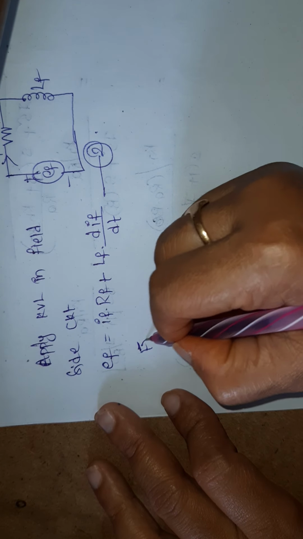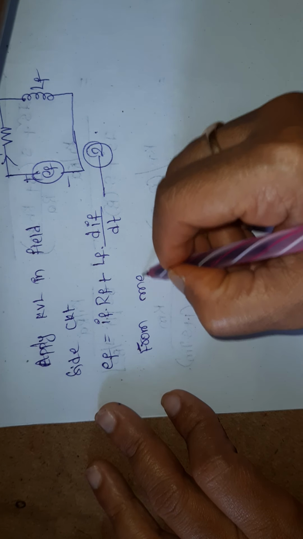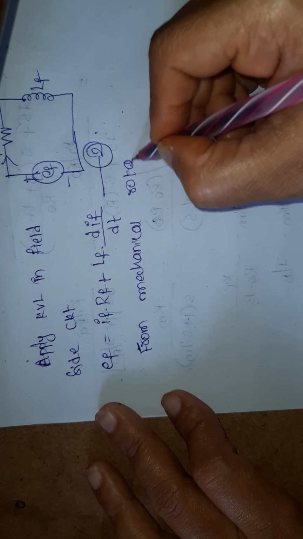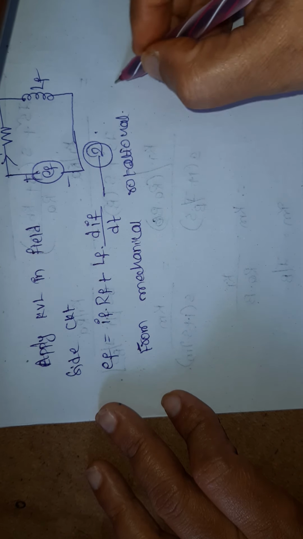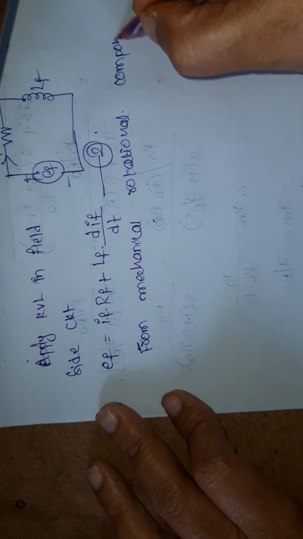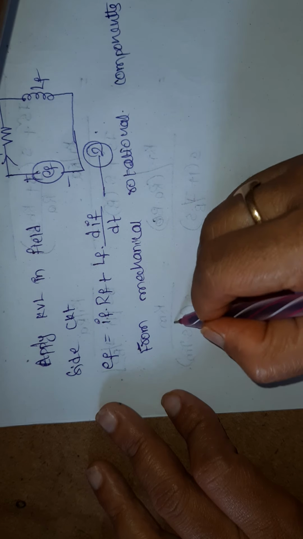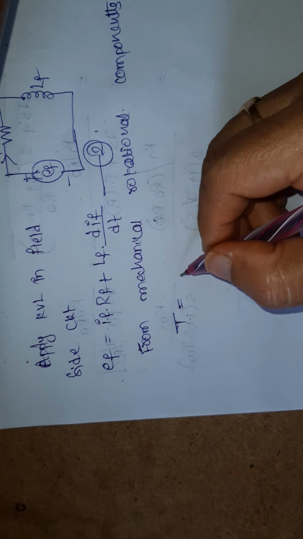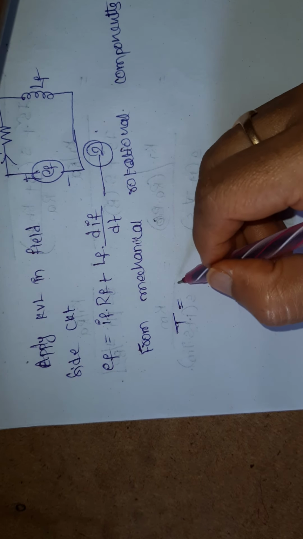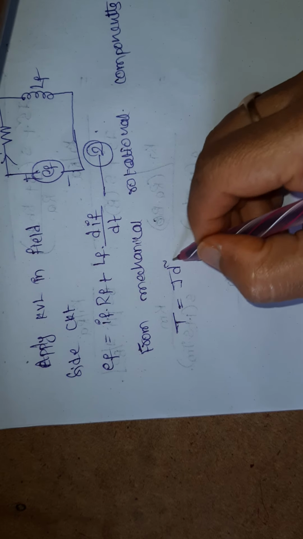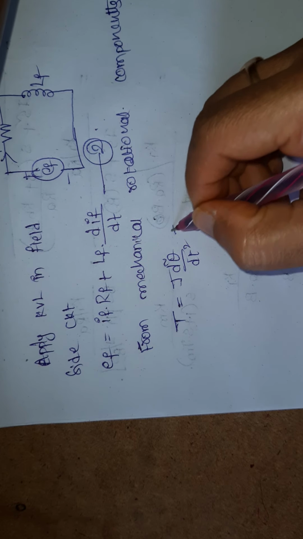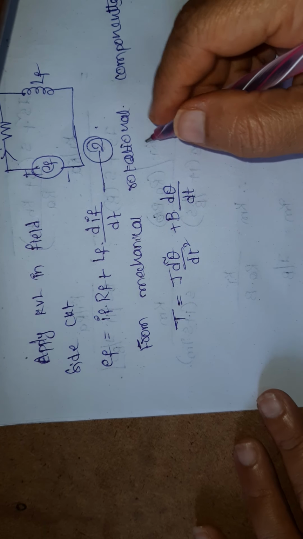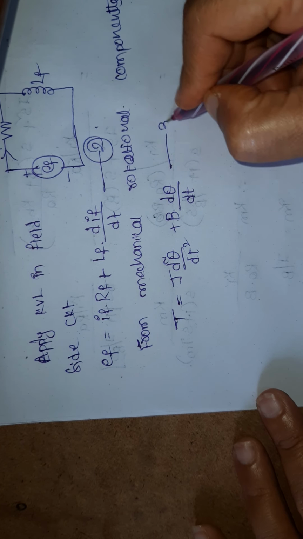Next, from the mechanical rotational components, the applied torque, according to Newton's second law, is equal to J into d square theta by dt square plus B into d theta by dt. Consider this as equation 3.